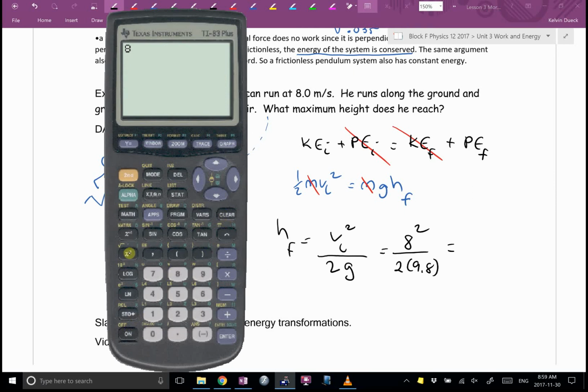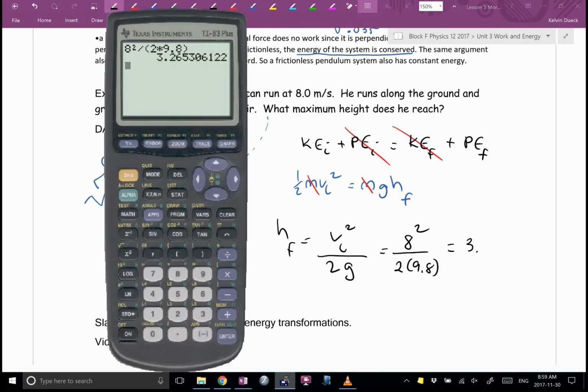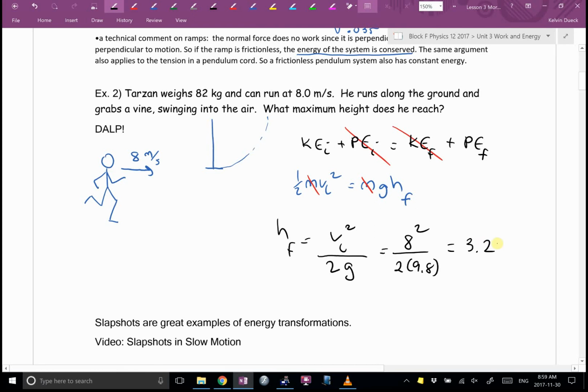8 squared divided by bracket 2 times 9.8. 3.3, 3.26, 3.27, I think, if I'm going to go to 3 sig figs. And that's meters.